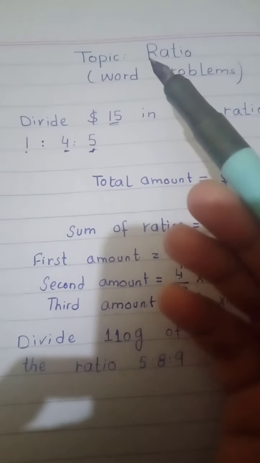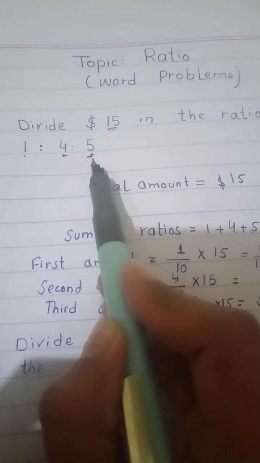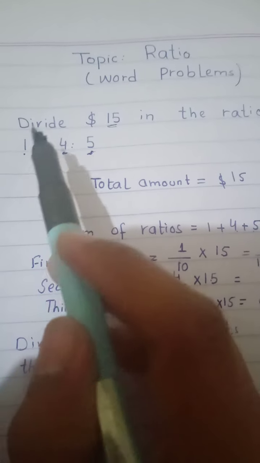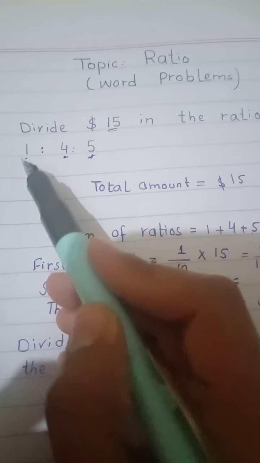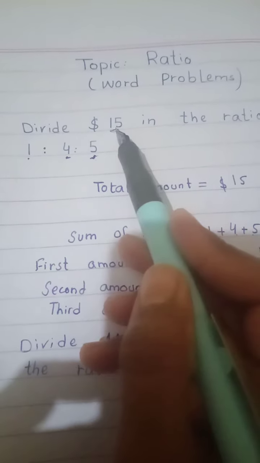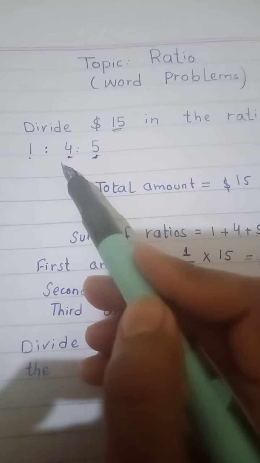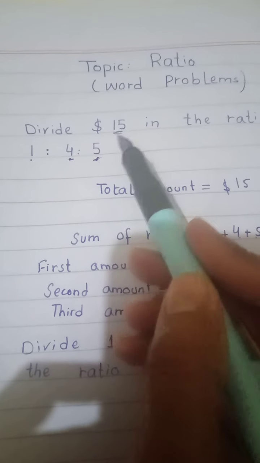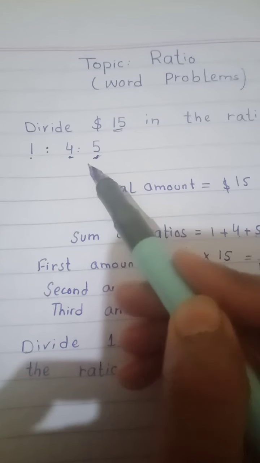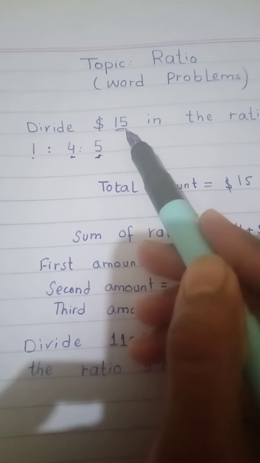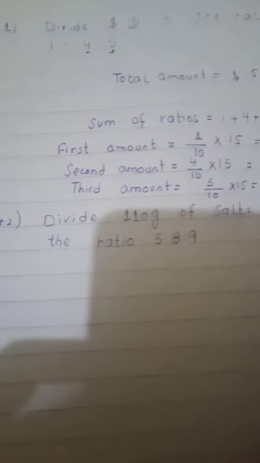So if in your question you have to divide some amount into different parts, we take the sum of the ratios, and for each quantity I will divide. For the first amount, I divide the first quantity by the sum of the ratio, multiplied by the total amount. Then the second quantity, and then the third quantity, in the same way, and I will get these answers.